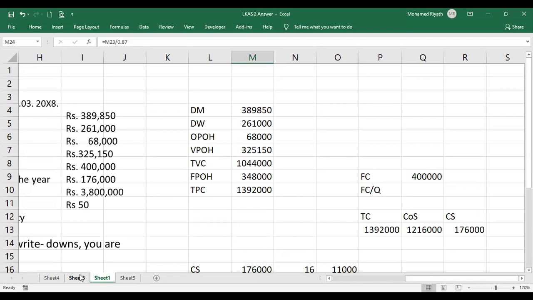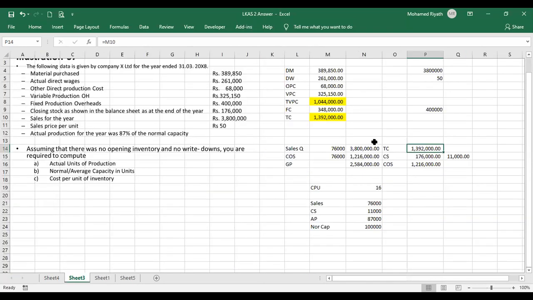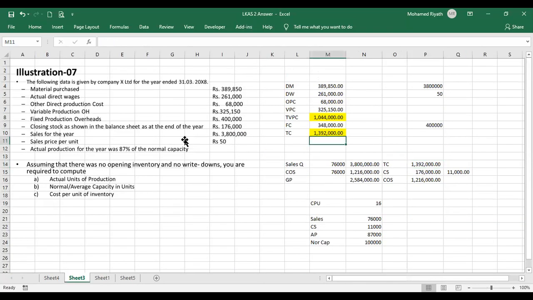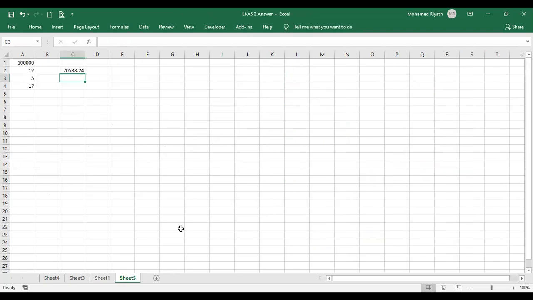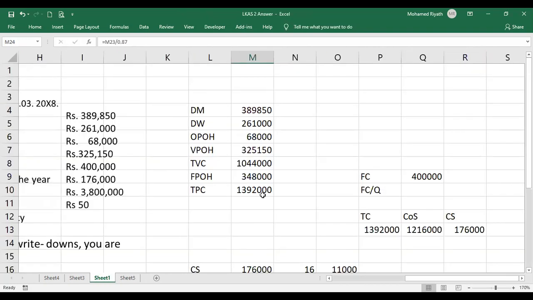So what's the answer? If you want, I can share this slide. Yes, I can upload this Excel. Right. Now we move to the next.